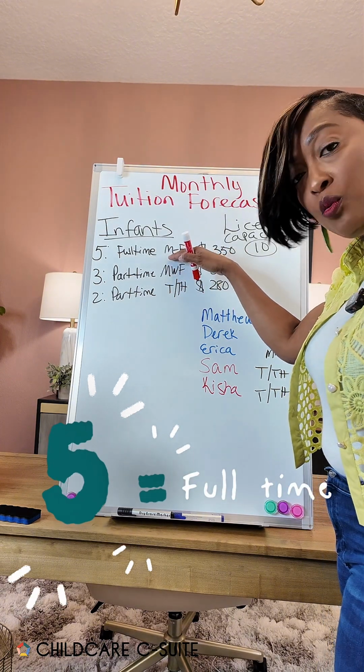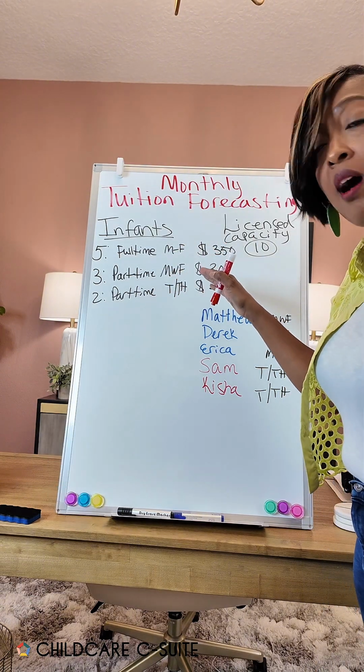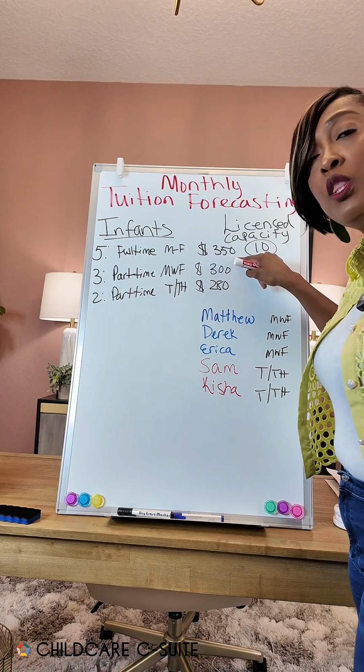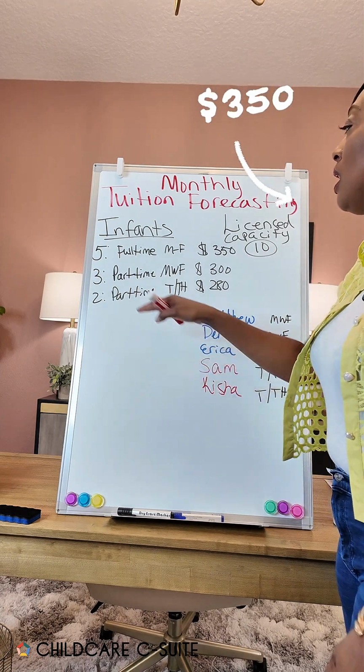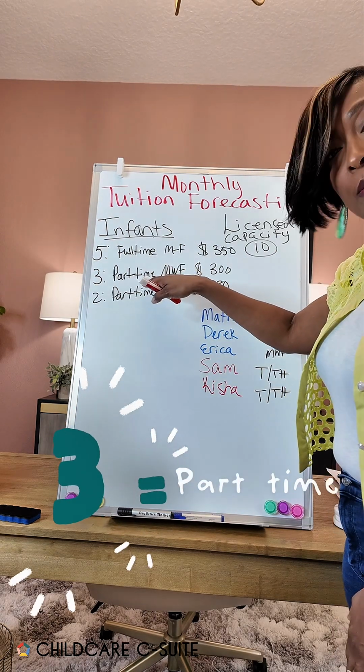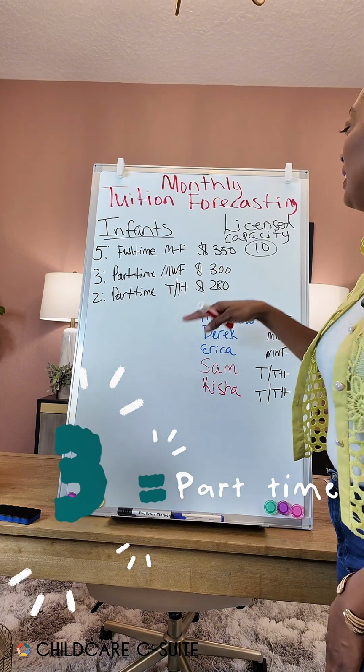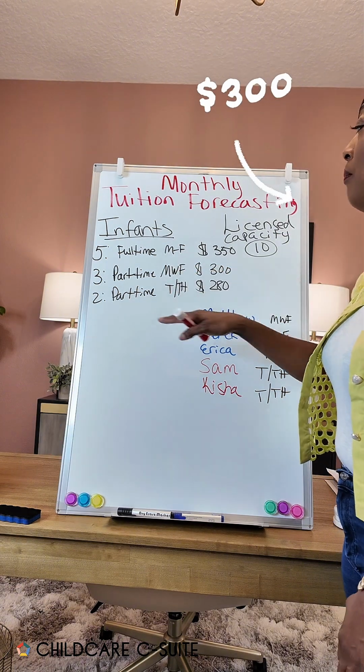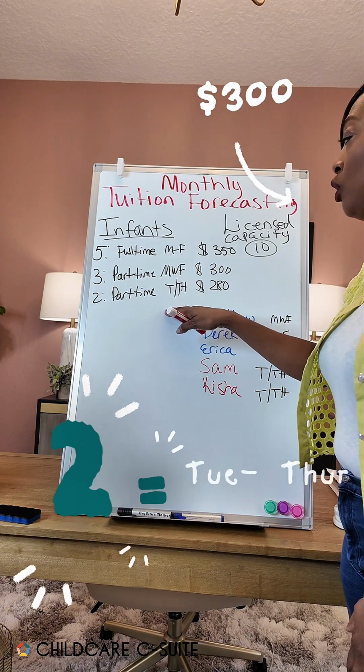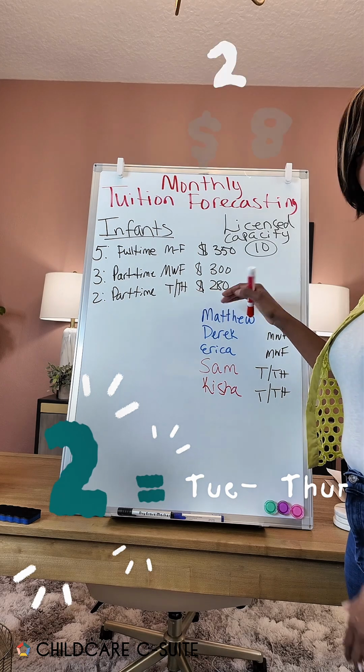I have 5 students who are full-time. They come Monday through Friday. They will be starting August 11th, and they will pay me $350 per week. I have 3 students who will be part-time Monday, Wednesday, and Friday at $300 a week. And then 2 of these students are Tuesdays and Thursdays, $280.